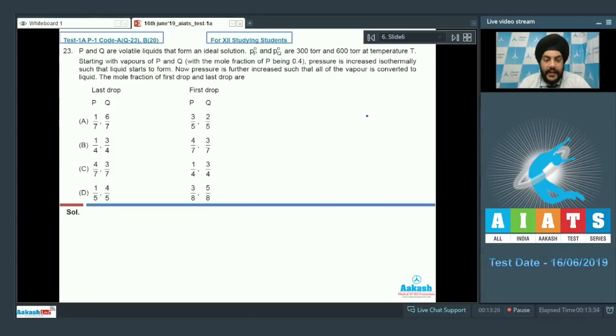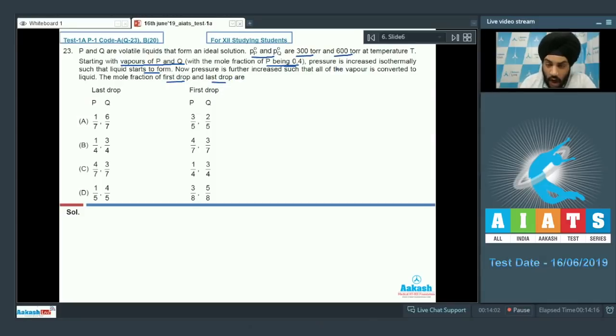Question number 23. P and Q are volatile liquids that form an ideal solution. The P_P^0 and P_Q^0 are 300 torr and 600 torr at temperature T. Starting with vapors of P and Q, it is given to us that the mole fraction of P is 0.4. The pressure is increased isothermally such that the liquid starts to form. Now pressure is further increased such that all of the vapor is converted into liquid. We have to comment on the mole fraction of the last drop and the first drop.